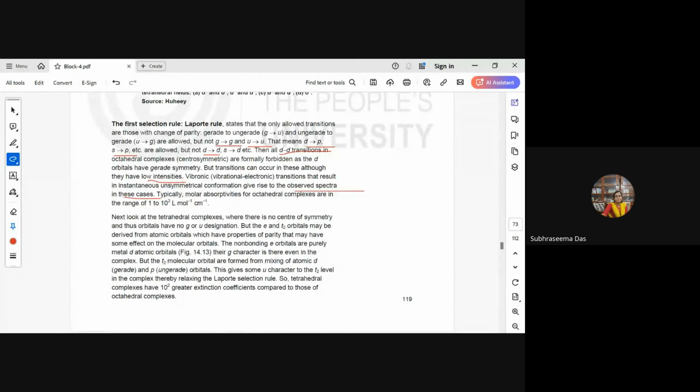Now, when we look at tetrahedral complexes, which have no center of symmetry, they have no g or u designation that we know.